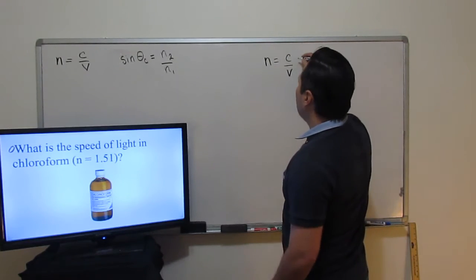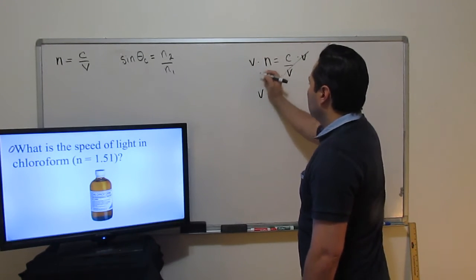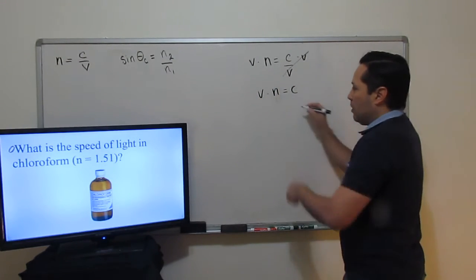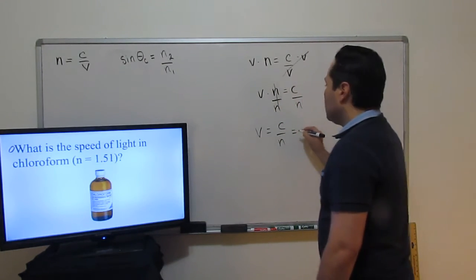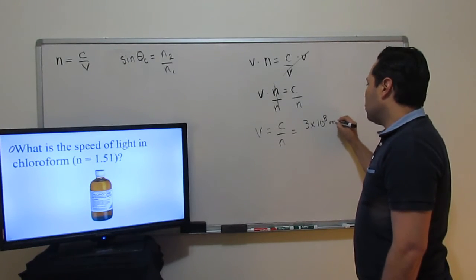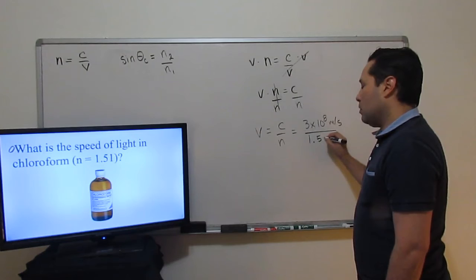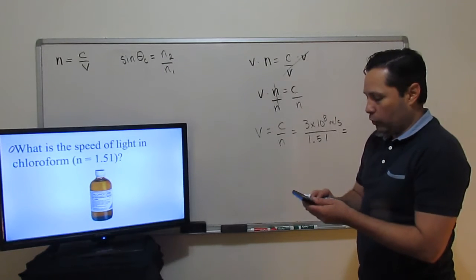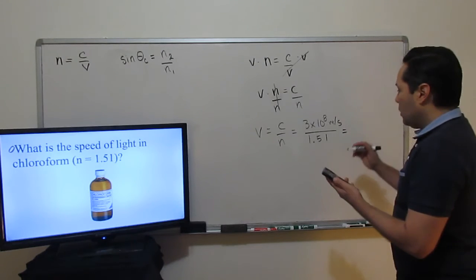So what I'm going to do is move this around a bit, and we'll multiply it by v on both sides, giving me this. And I'm looking for v, so I'm going to get rid of the n by dividing by n. So v equals c over n. C again is a constant for the speed of light, 3 times 10 to the 8 meters per second, divided by the n, which is the index of refraction, 1.51. And that's going to tell us how fast light is traveling inside of this liquid chloroform. 3 times 10 to the 8 divided by 1.51 gives me the following.